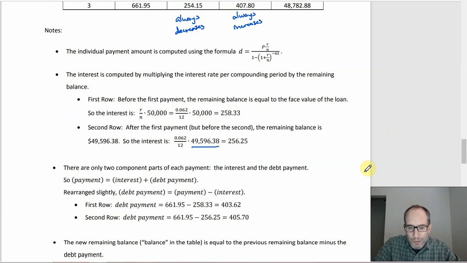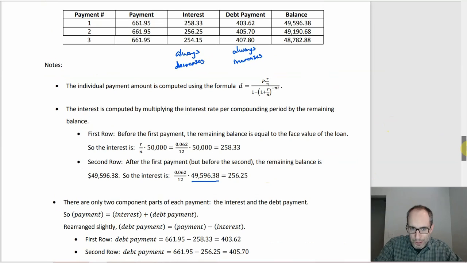And once you have the interest figured out, then you can get the debt payment by subtracting. And if we go back up to where the table is, there, I can get it all on the screen at once. That's all it is to get the debt payment. So the 403.62, that's 661.95 minus 258.33. Then the one in the second row, the 405.70, that's 661.95 minus 256.25.